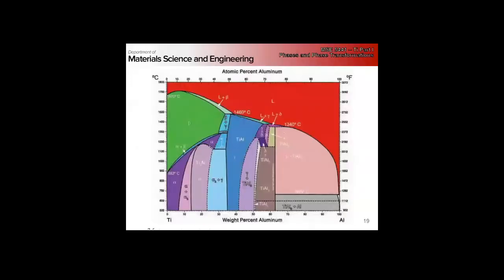So if we look at the aluminum-titanium phase diagram, you can see it gets pretty nasty pretty quickly, right? There's a lot going on here, right?